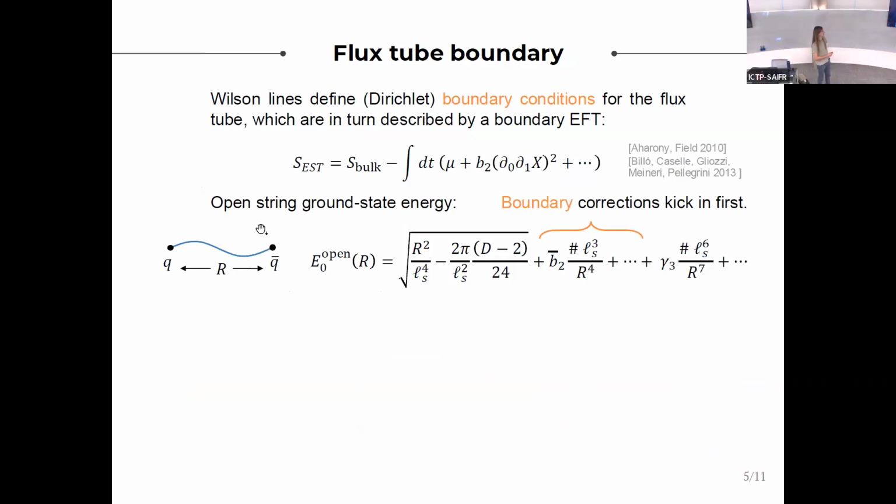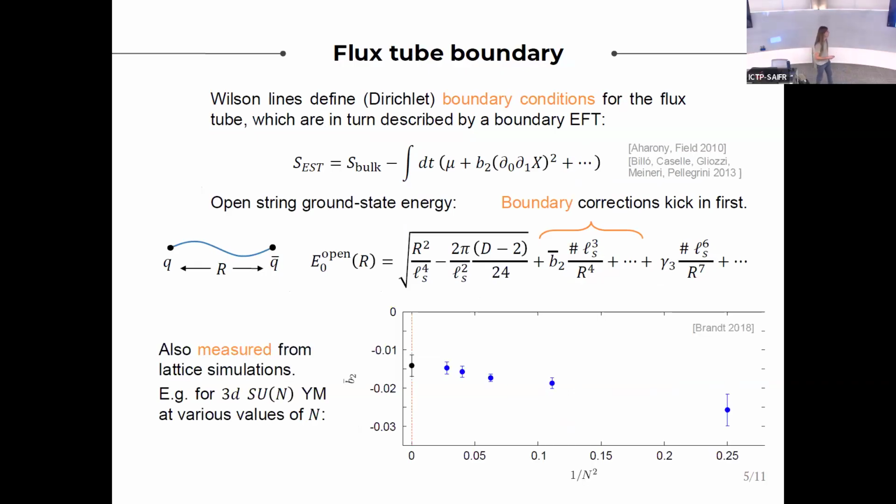So what do these Wilson coefficients control? Well, one example is the ground state energy of the open string. So the ground state energy of the open string, again, when it's very long, looks like this: the Nambu-Goto contribution, and then some corrections from the boundary and some corrections from the bulk. And noticeably, the boundary corrections kick in earlier because they have fewer derivatives than the bulk correction. So in some sense, from this point of view, they're even more important. And again, people can measure them from the lattice in the same way, where they simulate this ground state energy and they can just fit.